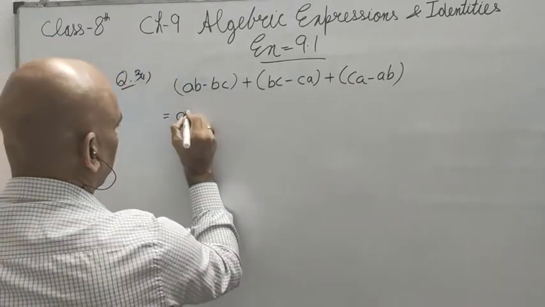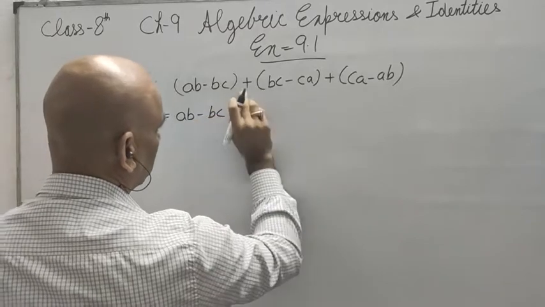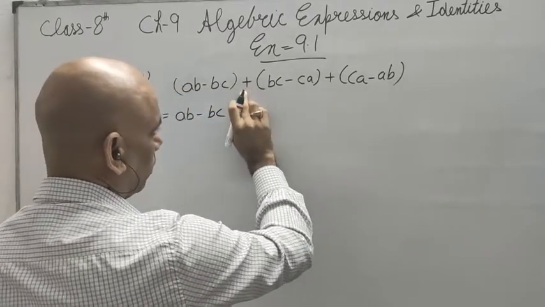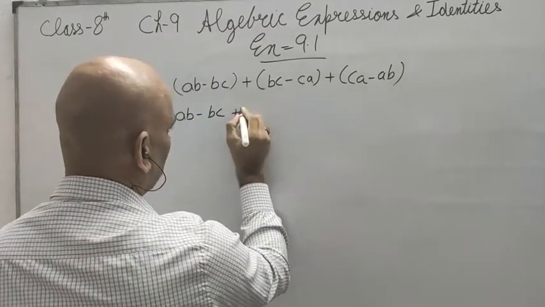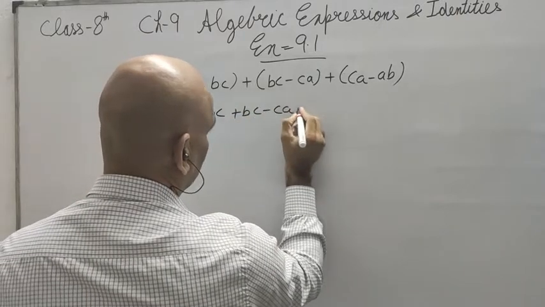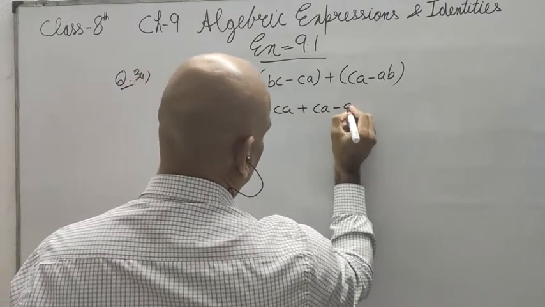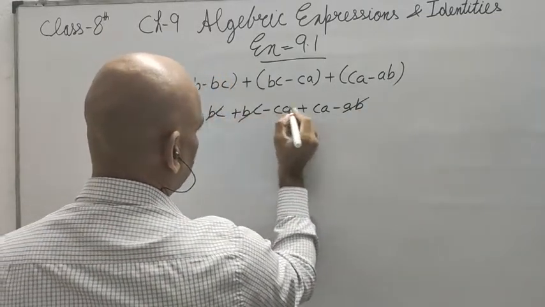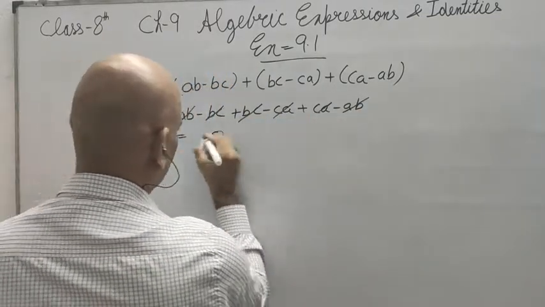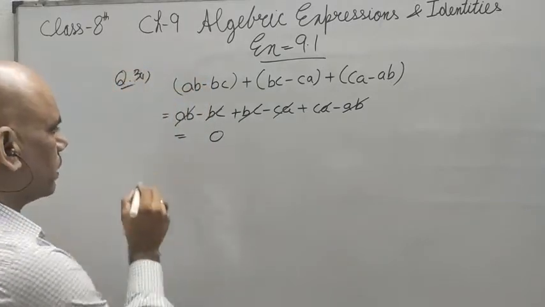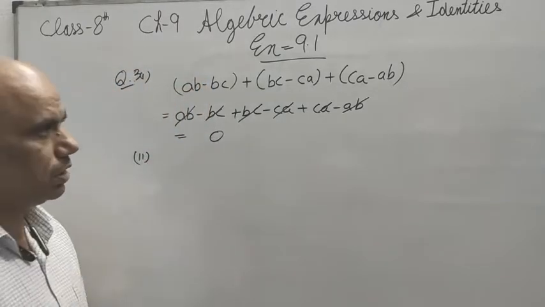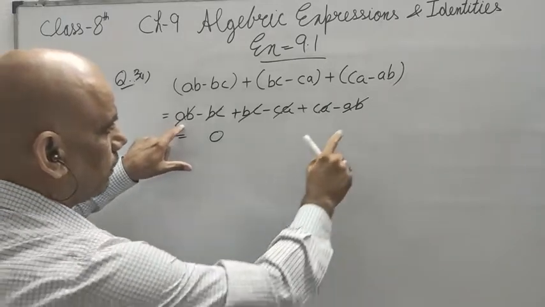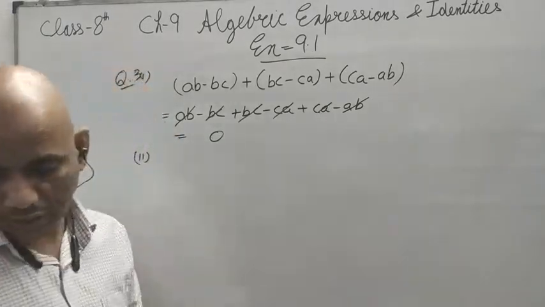Otherwise, it is going to remain the same. So AB minus BC, since a positive sign is outside the bracket, there will be no change, plus BC minus CA plus CA minus AB. AB cancels, BC cancels, CA cancels. So this way the answer of the first part is nothing but 0, because this is positive and this is negative, so they are cancelled.